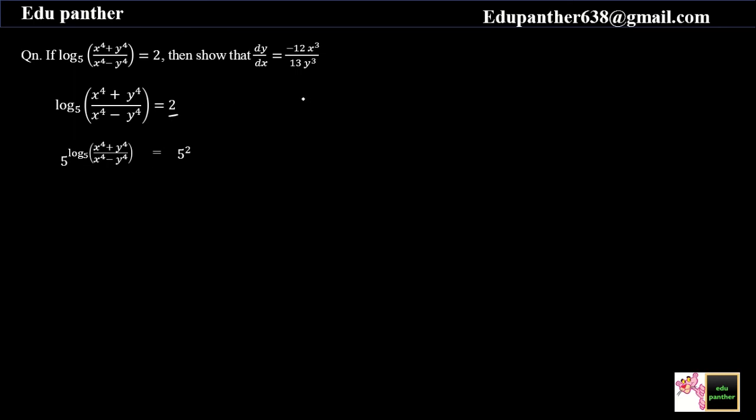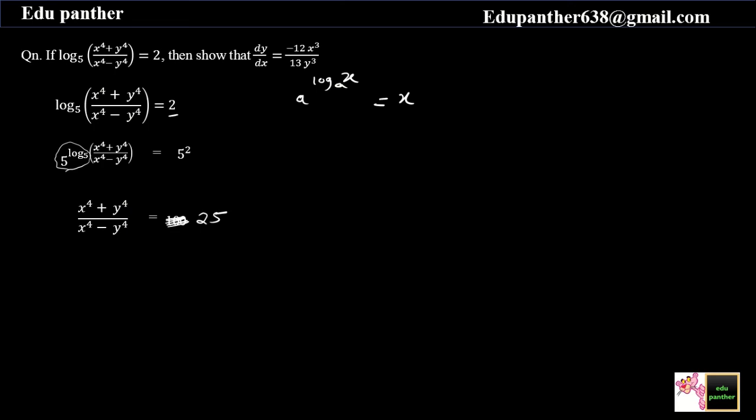Now we are going to use this property of log: a raised to log of x to the base a. That means if this base and this base are the same, then this is equal to x. Using this property of log, this term will go, and we are left with this bracket, x raised to 4 plus y raised to 4 upon x raised to 4 minus y raised to 4 is equal to, sorry, the right hand side will be, instead of 100, 5 square, which is 25. Now what is our next step here?